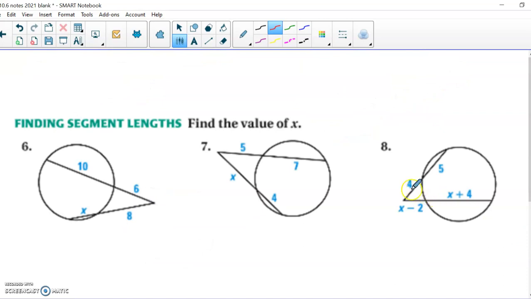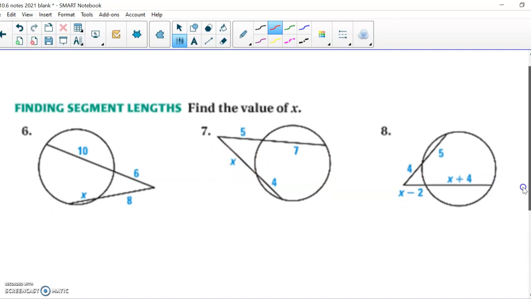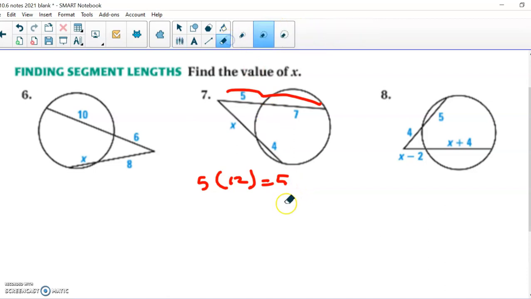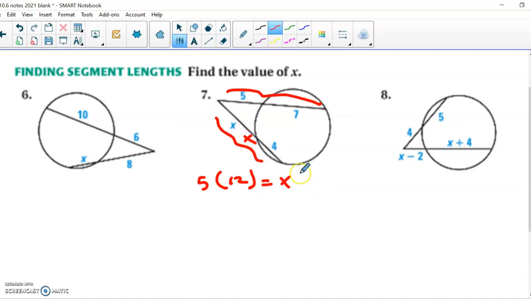All right. If you get an x on the outside, I just want to give you a little heads up. There's one on Schoology like this, so let's look at that. It's outside piece, which is 5, times the whole thing, which is 12, equals the outside piece, which is x, times the whole thing, which would be x plus 4.